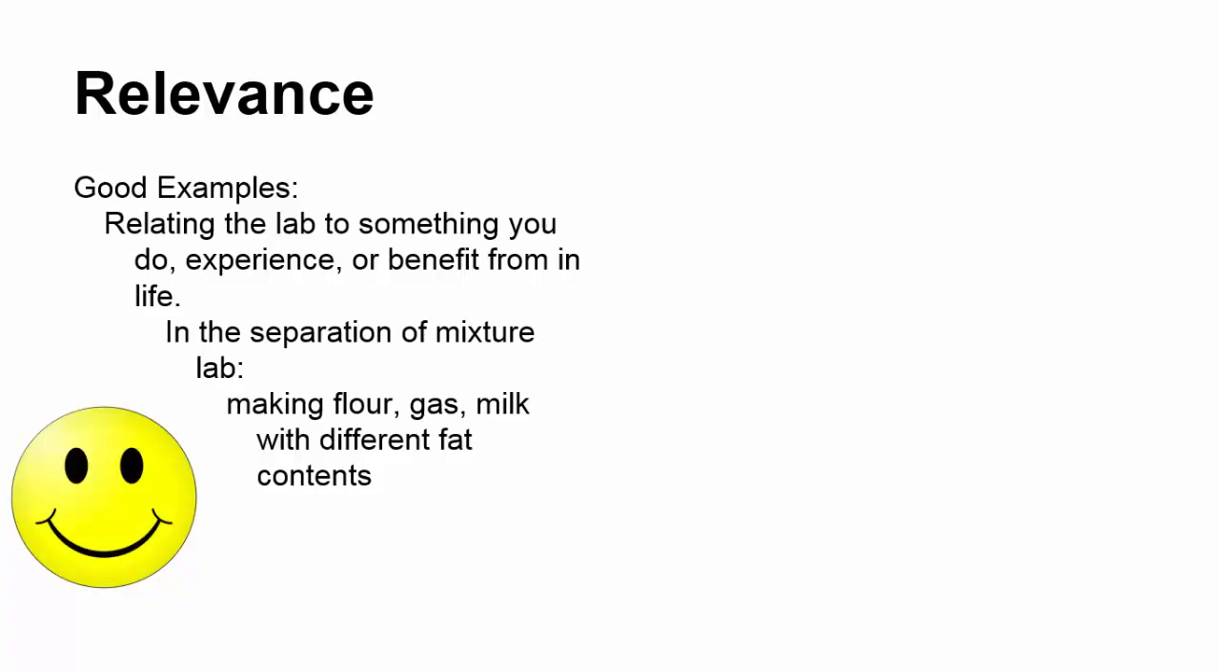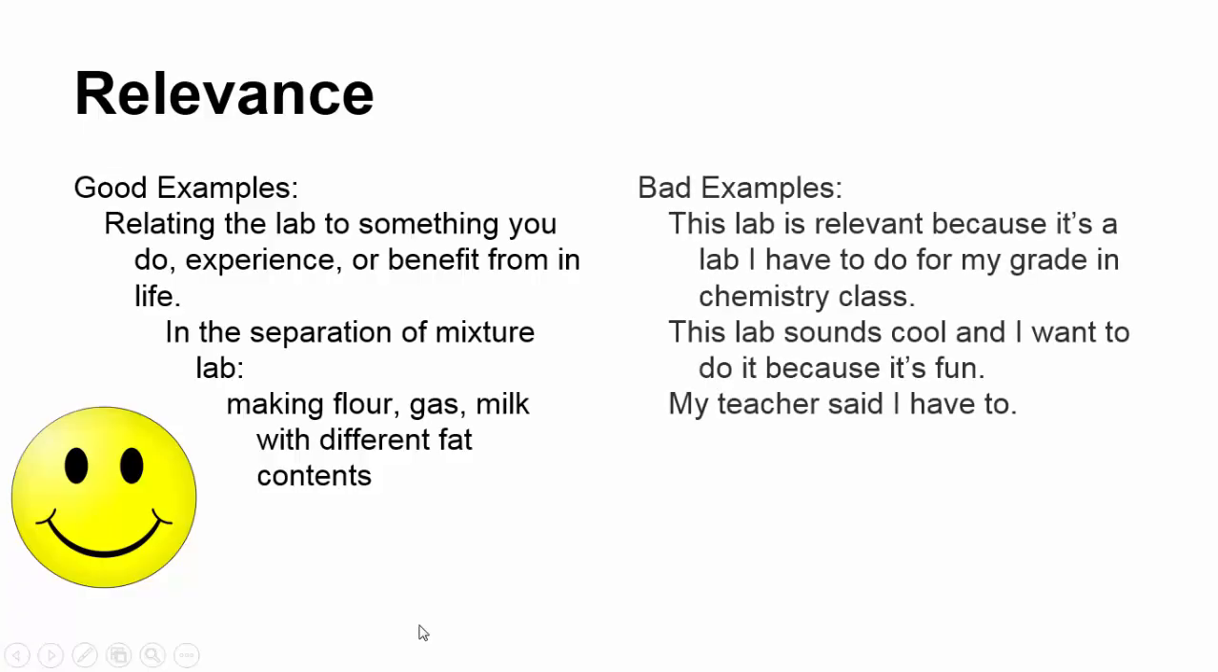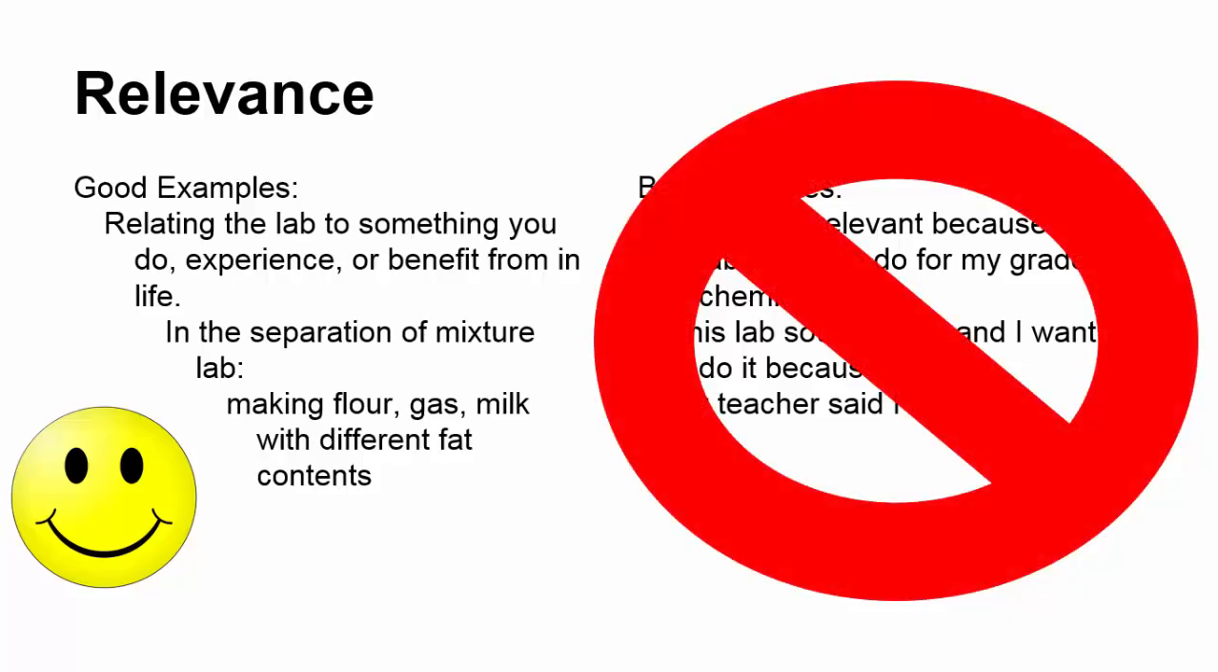So this is the area we want to stay in over here with our good examples. A not so good example would be: this lab is relevant because I have to do it for my grade. If you're mentioning your grade in your lab report, that's not quite what we're looking for in scientific writing. Now, we do want you to be interested, enjoy, and think labs are cool, but the lab report is not the place to discuss that. And "my teacher said I have to" is also not an example of relevance. So those are your non-examples to the right, and your good examples are to the left.